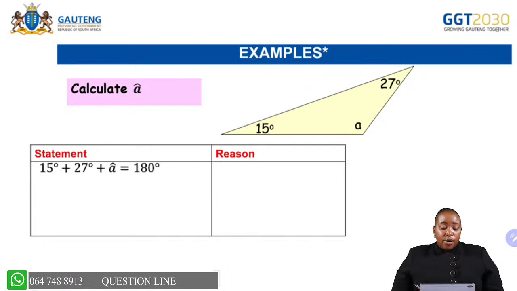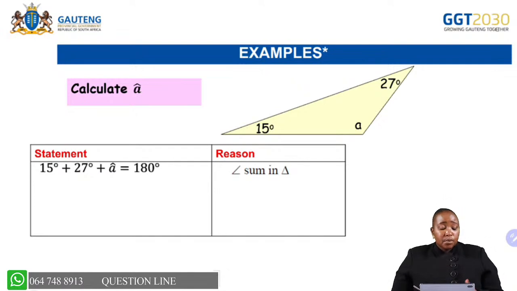What do we do now? We have to use our interior angle sum theorem and say 15 degrees plus 27 degrees plus the angle A, they must give us 180 degrees. Do you have the statement? Well done. If you do, that's a good job. Now, what is your reason? Okay, you've got three reasons to choose from, and I have angle sum in a triangle. You could have written interior angles of a triangle, whichever reason you are able to use comfortably.